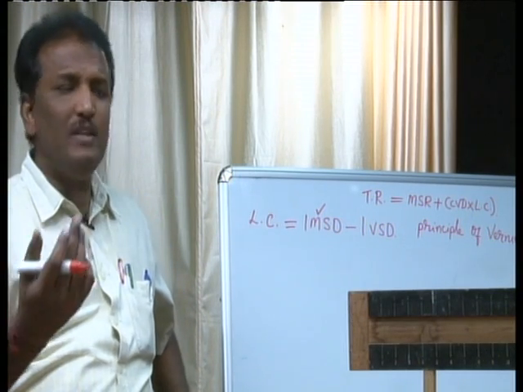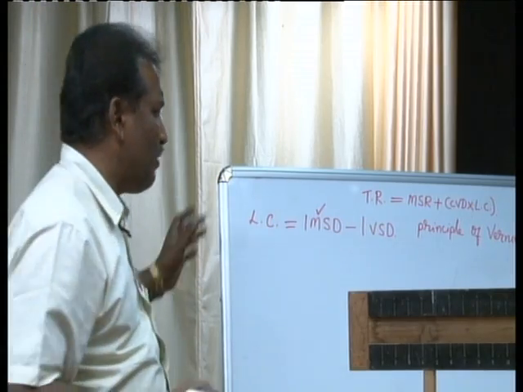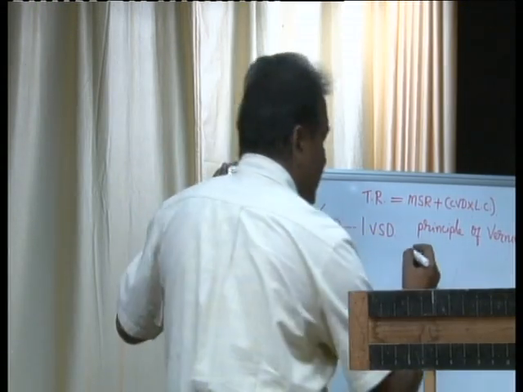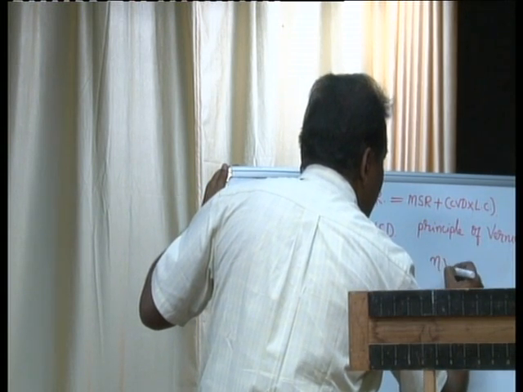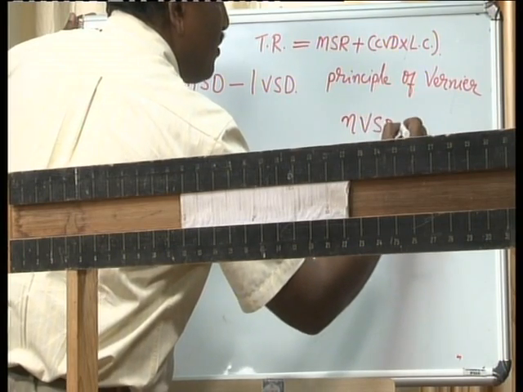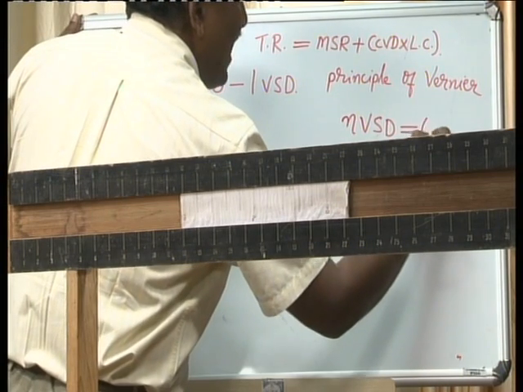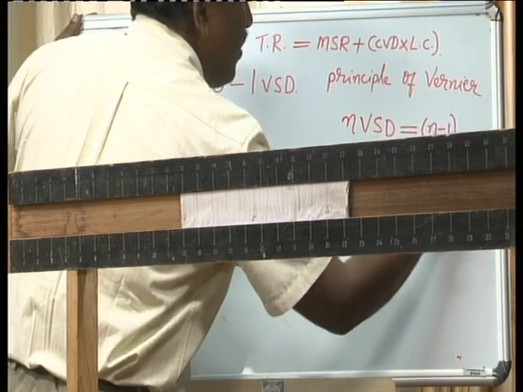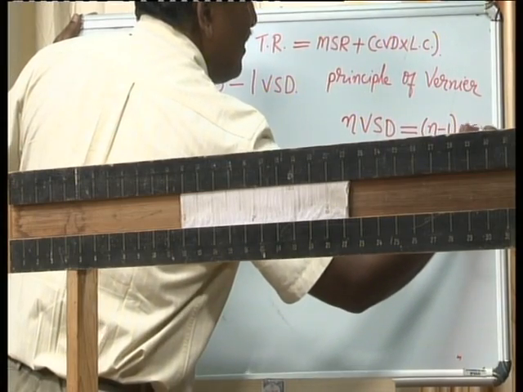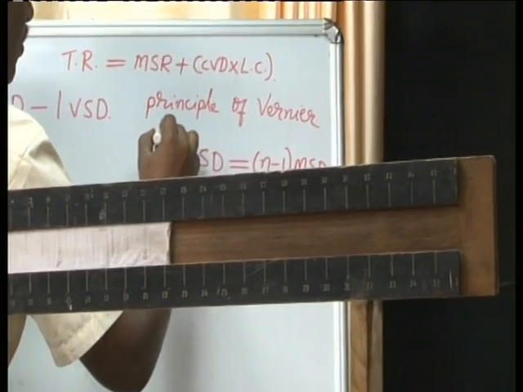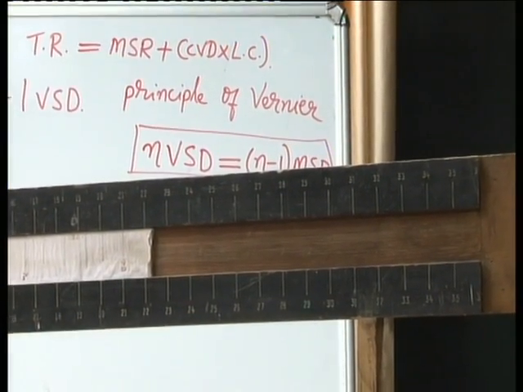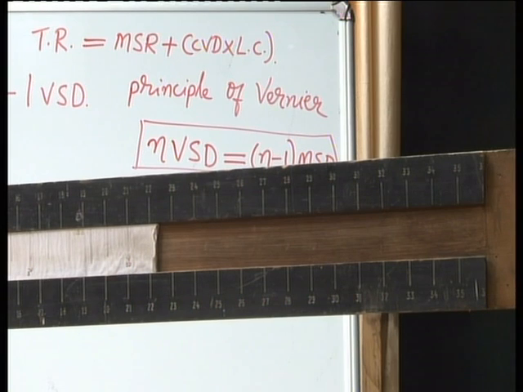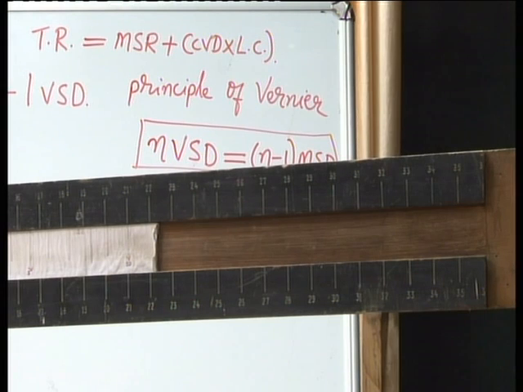So what is the principle of the vernier? In a single line, the principle of the vernier is: the magnitude of n number of VSD is equivalent to the magnitude of n minus 1 MSD. Mathematically, n VSD is equal to (n minus 1) MSD. This is the principle of the vernier.